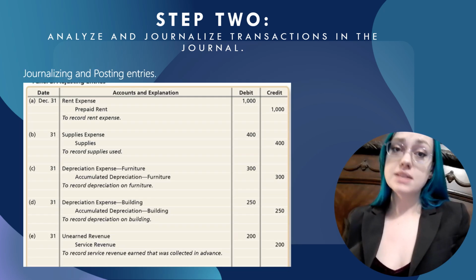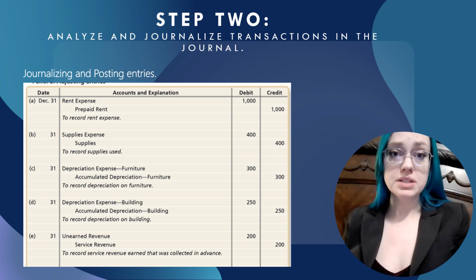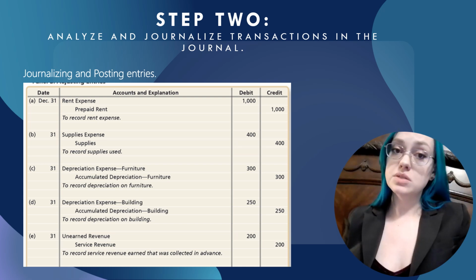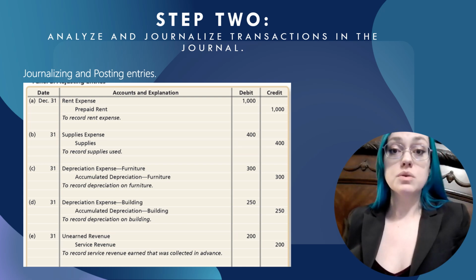Here is an example of journalizing and posting entries. This is actually an example of adjusted entries, which will come later in the accounting cycle, but I like this journal because it shows the double entry system really well. If we look at the bottom entry, we see unearned revenue, which is a liability account and will decrease with a debit, while the service revenue is an equity or revenue account and will increase with a credit.